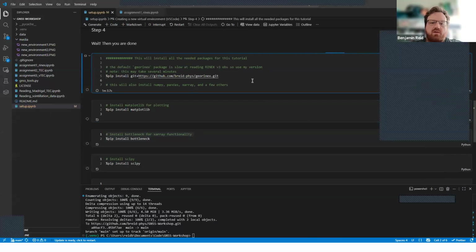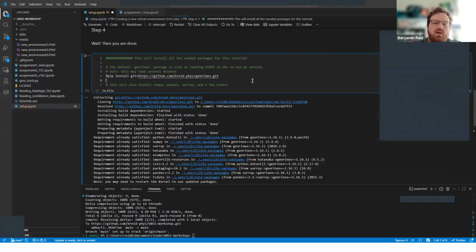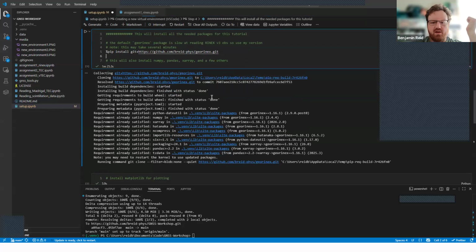Yeah, doing the pip install of GeoRINEX does take a while. In the background, it is doing a lot of stuff. It has to install a lot of other packages. So if you were able to run that successfully, it should already look like mine. It's going to install a bunch of other things: NumPy, some decompression things, pandas.